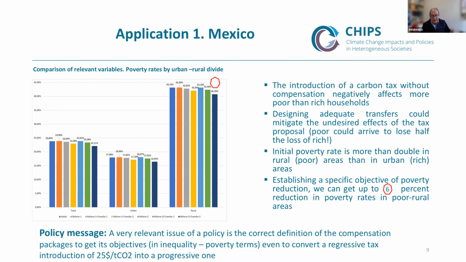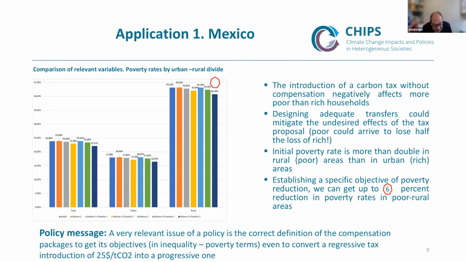Concerning inequality, the first reform comes with two compensation schemes. The first compensation scheme is a lump sum given to all households. The second one compensates only households in the three bottom deciles of the income distribution. So with the first compensation scheme, the Gini index of rural households is reduced by 4%, while with the second, we get a reduction in the Gini index of rural households of 7.3%. Moreover, we can establish a target of reduction of poverty rates in some groups, and we do so in rural households. And we can get a reduction of 6% of the poverty rate if we use all the additional funds that we get with the second reform, the introduction of a carbon tax of $50 per ton.